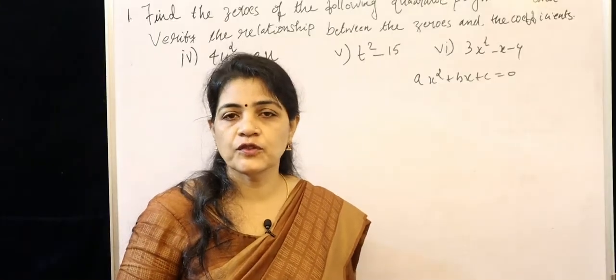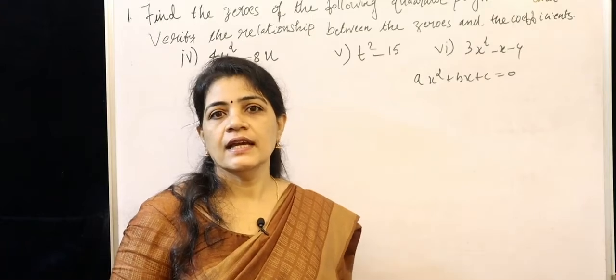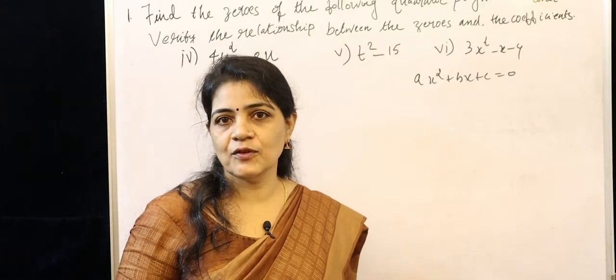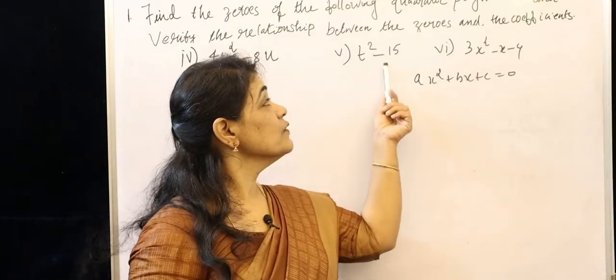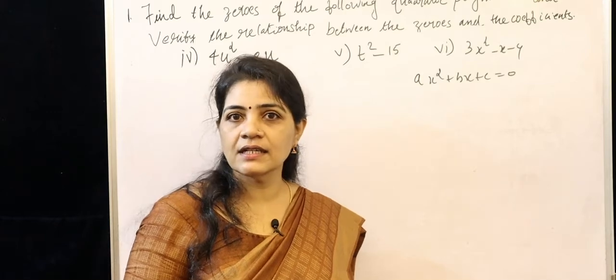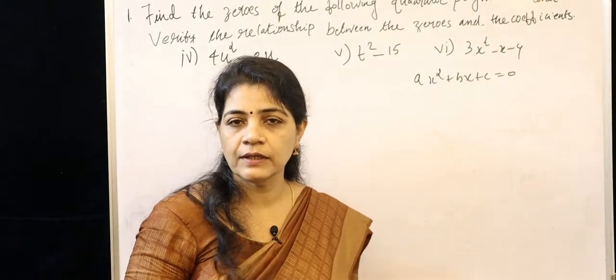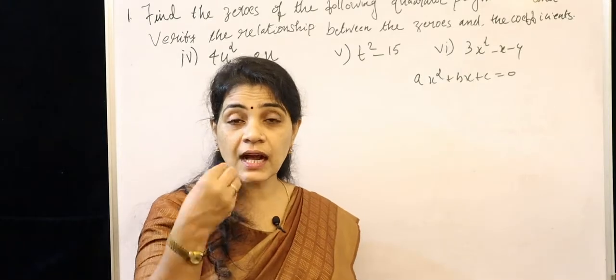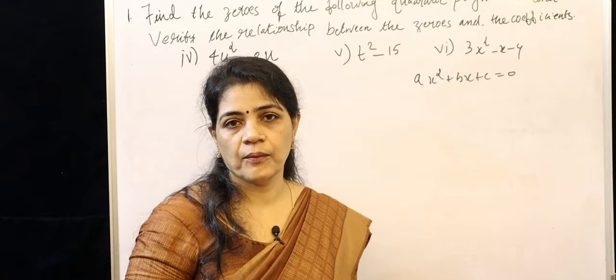We are solving the fifth question, that is t square minus 15. This question is also not in the standard form, that is ax square plus bx plus c, because the middle term, the term with the t, is not there. So for getting factors, we can apply a different method instead of the splitting the middle term method. But when we are comparing the coefficients, this should be written in the standard form.